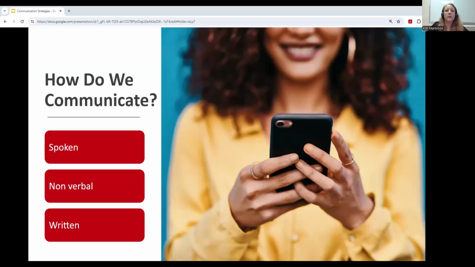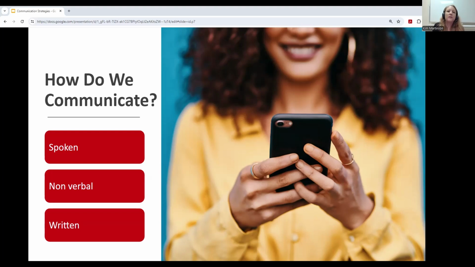So how do we communicate? We communicate in three major ways. There's spoken, which is actually broken down into two separate components. There's verbal, which is what we're saying, and then there's paraverbal, which means how we actually say it. This is our tone, our speed, our pitch, the volume. Then we have nonverbal, and these are gestures and body language that accompany our words.